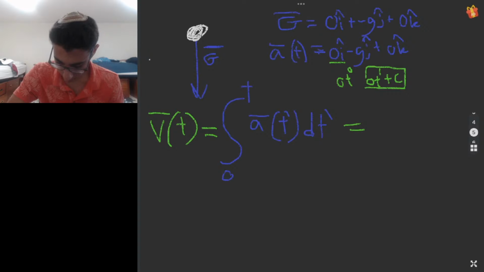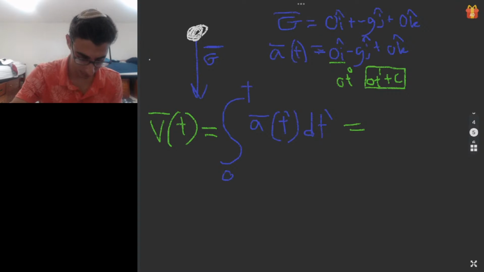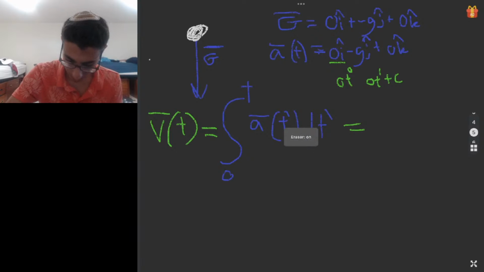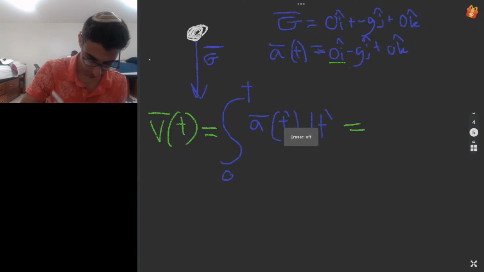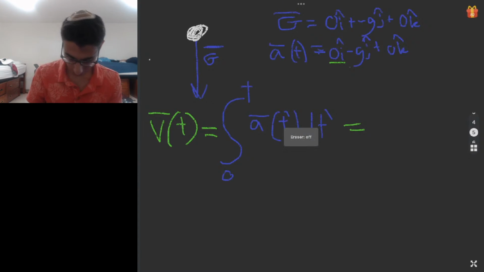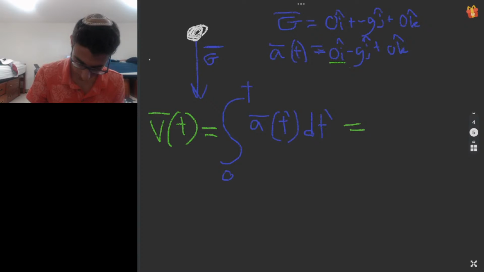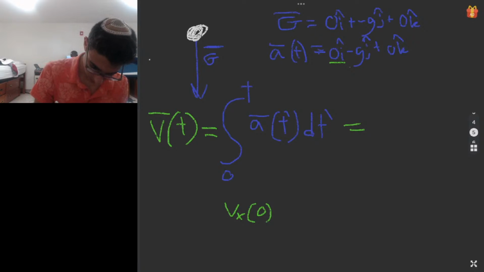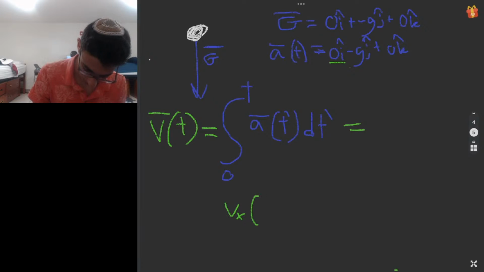It could have been shifted in any direction for the velocity in the x. So we have to remember its starting velocity in the x direction. So let's write that down. We'll say v sub x at time 0. Right? That's its velocity in the x direction at any moment in time, really.